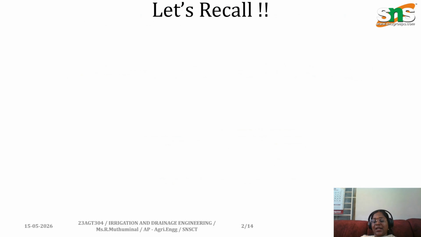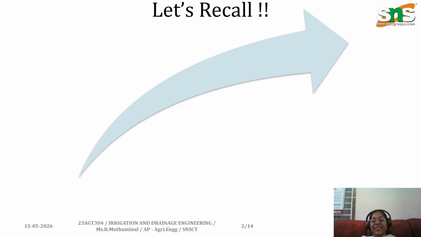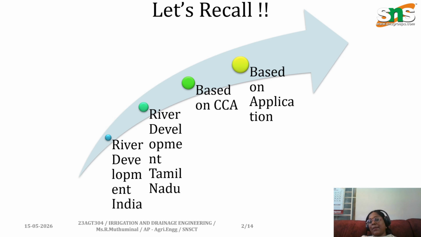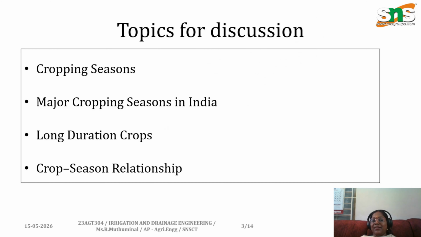Before going into the session, let us have a small recap of what we have seen in the previous lecture series. We have seen about the river development in India and Tamil Nadu, and how this river development could be managed based upon cultivable command area and based on the application, and also we have recently seen about inter-basin transfer. So today's topic for discussion is crop and crop seasons in India.